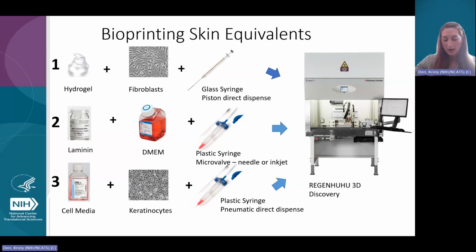We start with our hydrogel gelatin-based mixture with collagen and fibroblast. We load that into a glass syringe. The next layer is a very thin layer of laminin, and we use the microvalve needle or inkjet. And lastly, we print the keratinocytes on top, which will then proliferate and differentiate into the epidermis.